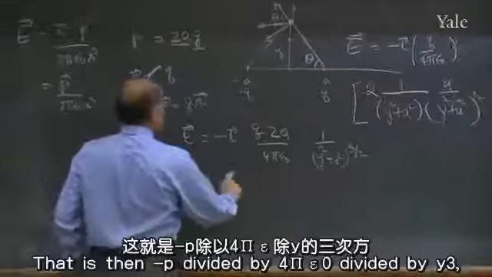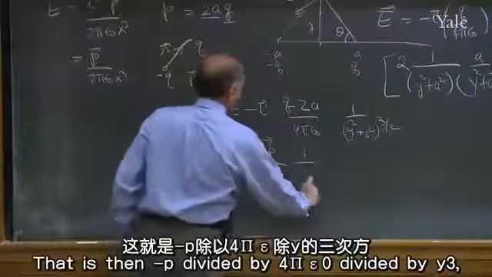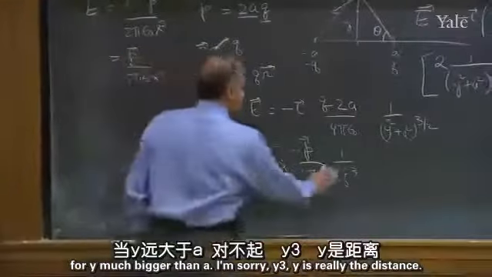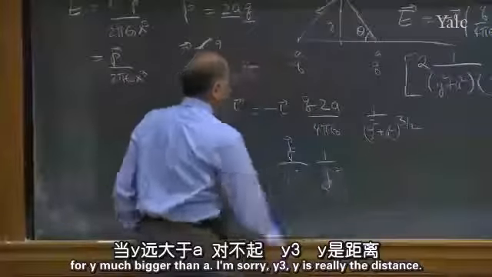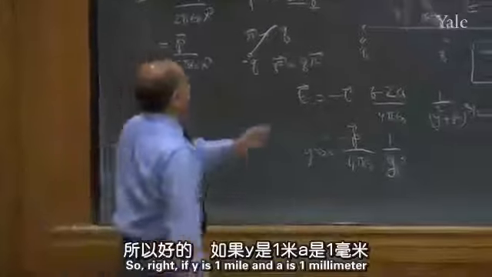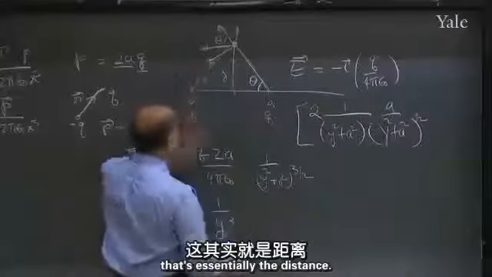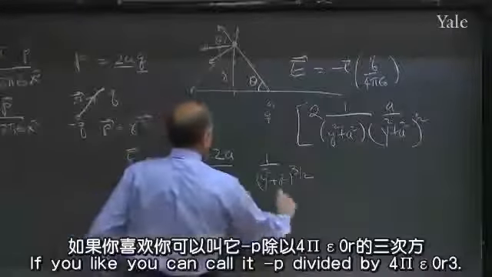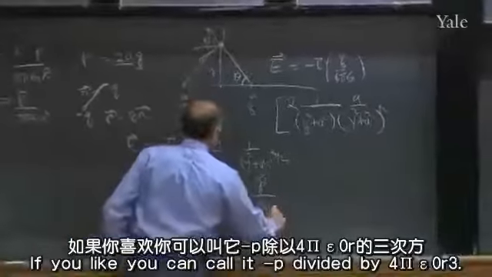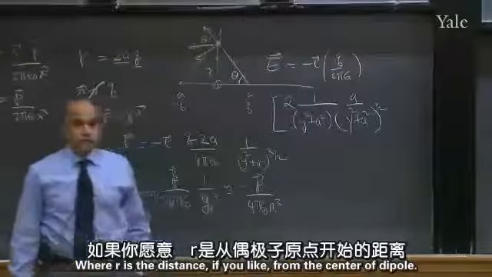That is then minus p divided by 4 pi epsilon 0 divided by y cubed for y much bigger than a. I'm sorry, y cubed. Y is really the distance. So if y is 1 mile and a is 1 millimeter, that's essentially the distance. If you like, you can call it minus p divided by 4 pi epsilon 0 r cubed, where r is the distance from the center of the dipole.